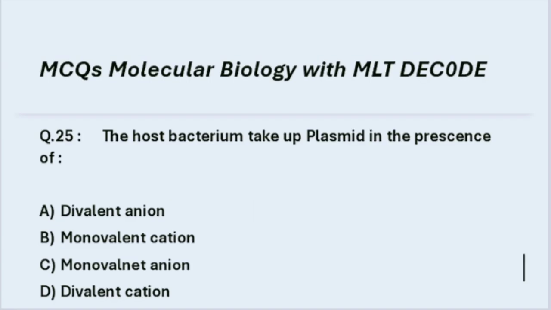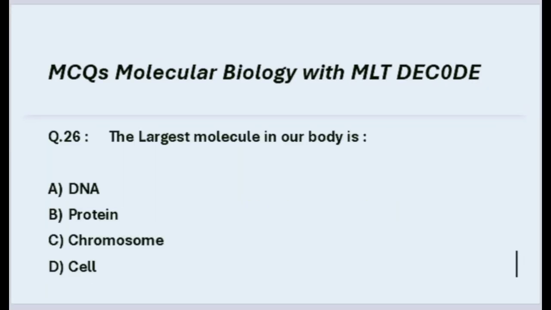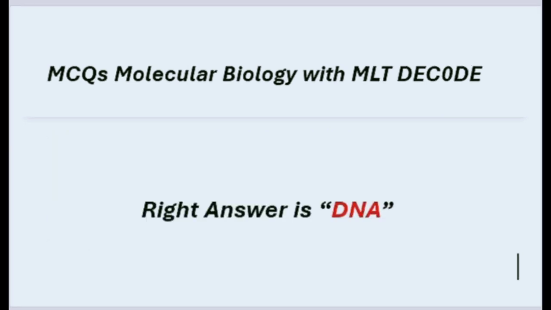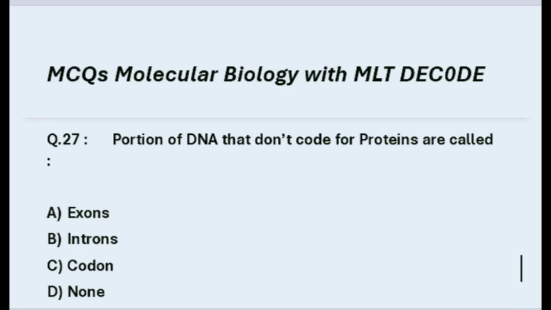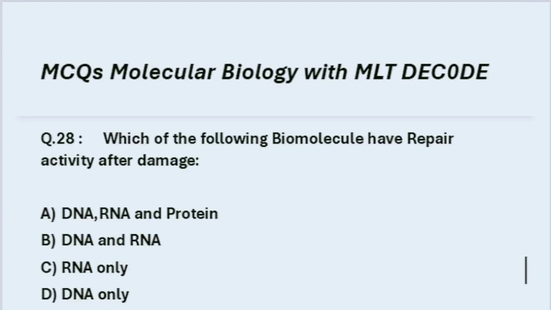The next is: the host bacterium takes up plasmid in the presence of divalent anion, monovalent cation, monovalent anion, divalent cation. The right answer for this is divalent cation. Next is: the largest molecule in our body is DNA, protein, chromosomes or cell. The right is DNA. Next is: portions of DNA that do not code for protein are called exon, intron, codon or none. The right is introns.